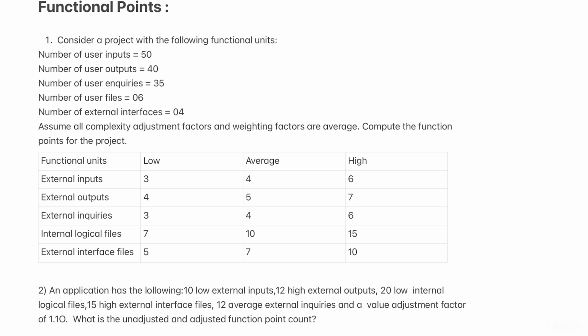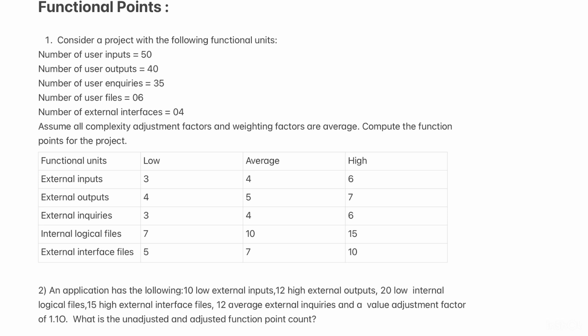So in this video, we will see how to calculate the project size of a software project using function points. So what are function points? Function points measure the functionality delivered by the software and are based on the user requirements. This metric considers various components such as inputs, outputs, inquiries, files and interfaces. Okay, let's solve these problems and we'll see the formulas along the way.